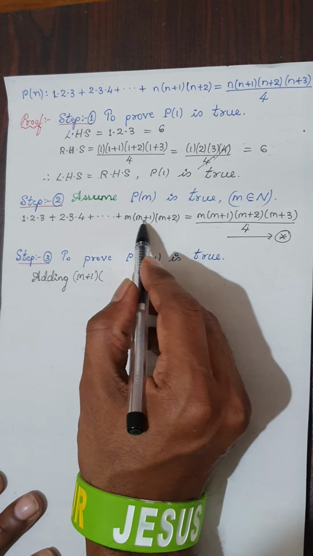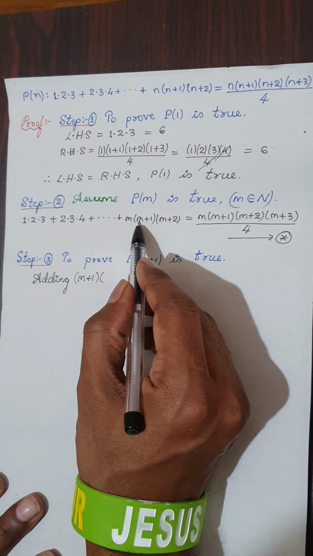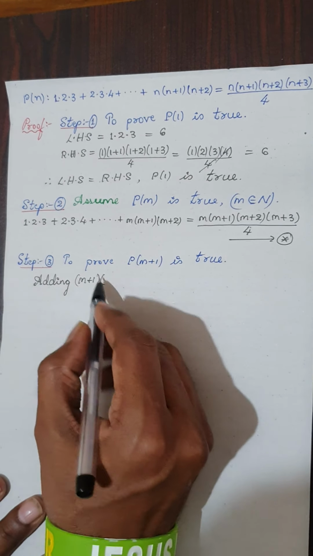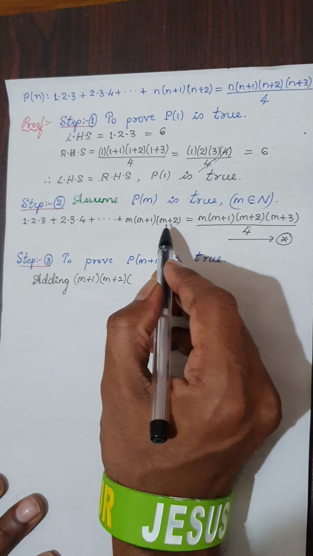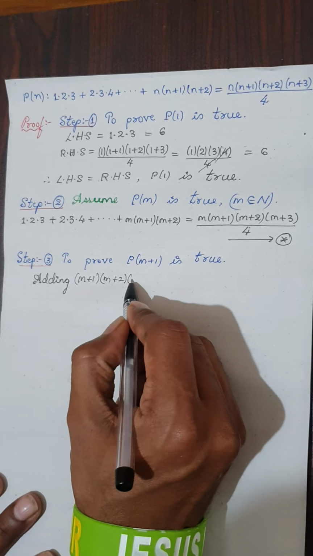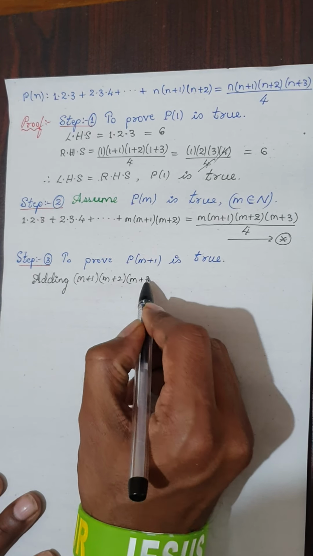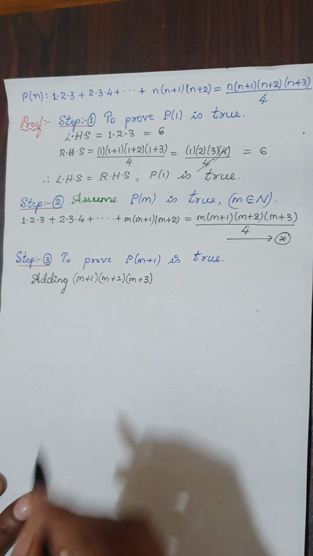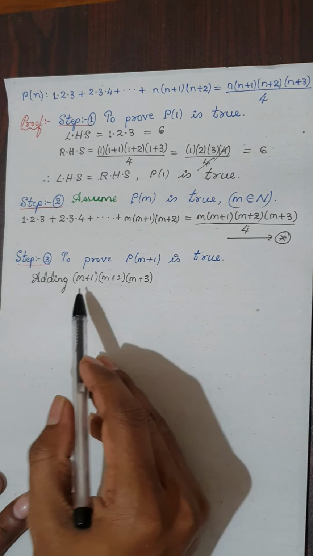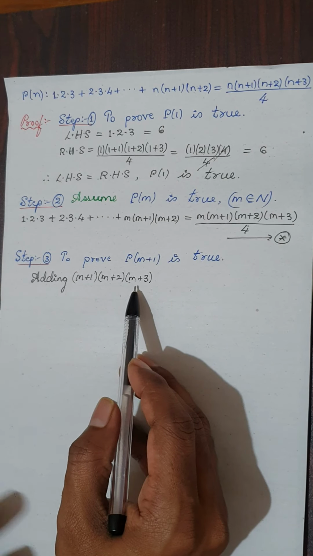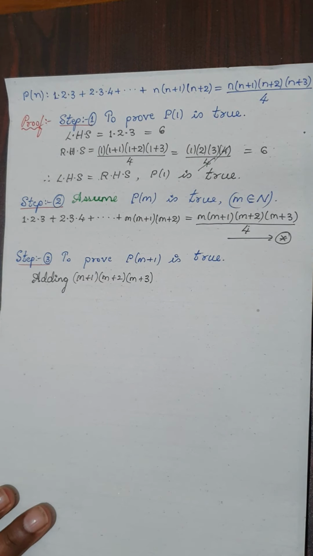Now the next one is m plus 1. Again, if you replace this m by m plus 1, it will give me m plus 2. Similarly, after m plus 2, the next term would be m plus 3. If you understand this step, then you have done 60% of the work. So adding m plus 1, m plus 2 into m plus 3 on both sides of equation star.